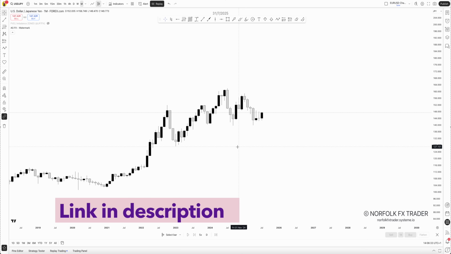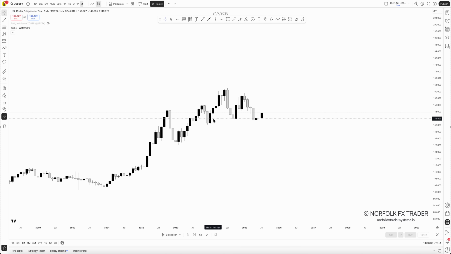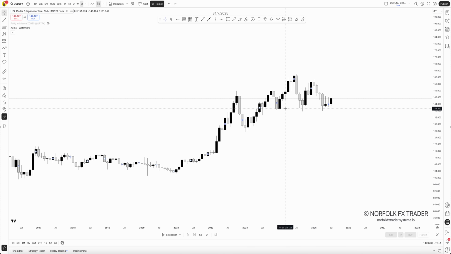So first, let's look at the monthly time frame. We can do this across any time frame. It can go all the way down to 1 minute, and I will show you marking this out on a monthly time frame and all the way down to 1 minute, so you can see how quickly this can be done.